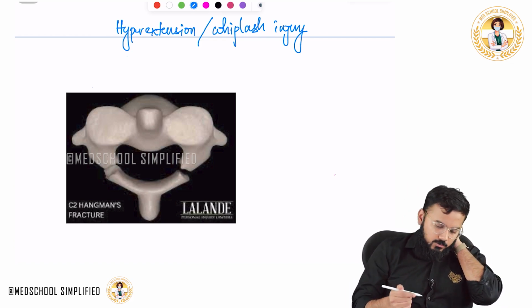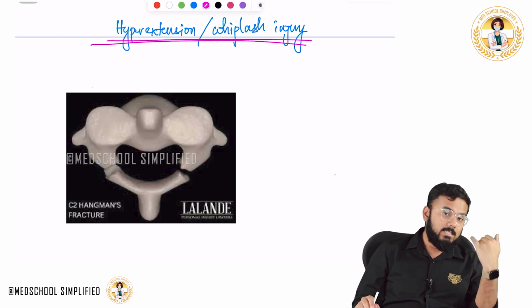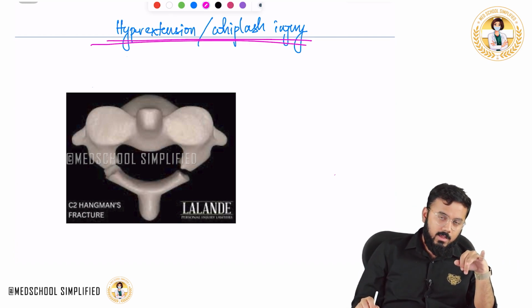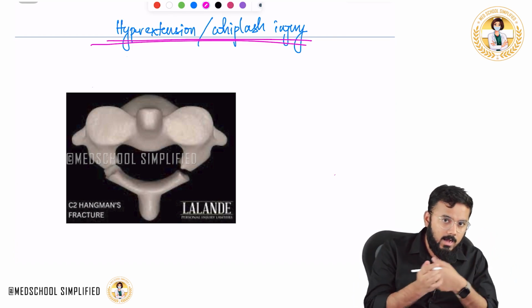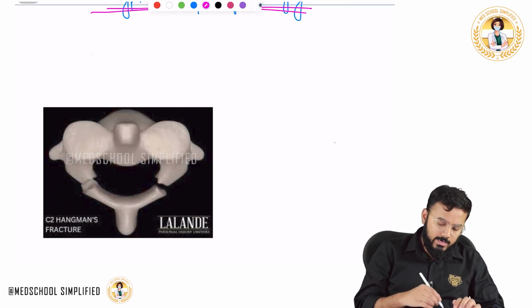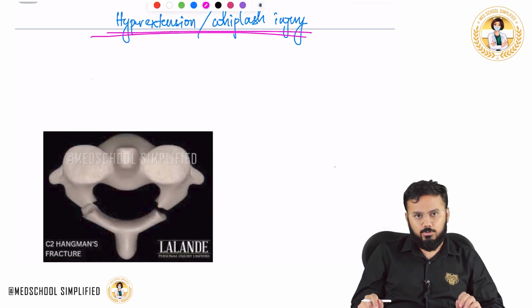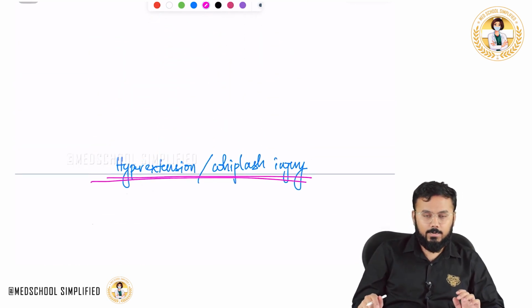So because of this whiplash injury, what is happening? There is hyperextension and hyperflexion. And this hyperextension and hyperflexion is seen only during collision, during the car collision. So because of this, what will happen? Now guys, by looking at this x-ray, don't think this is a whiplash injury. Okay, this is not a whiplash injury. This is called a hangman's fracture. So I'll tell you about this later on.